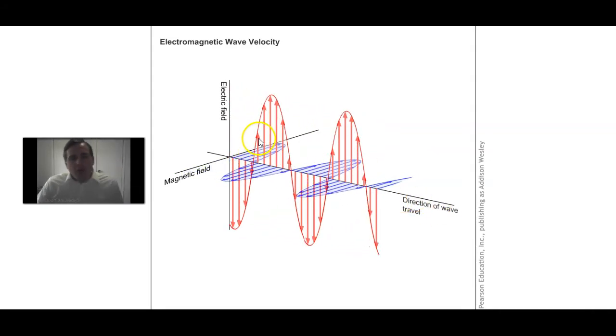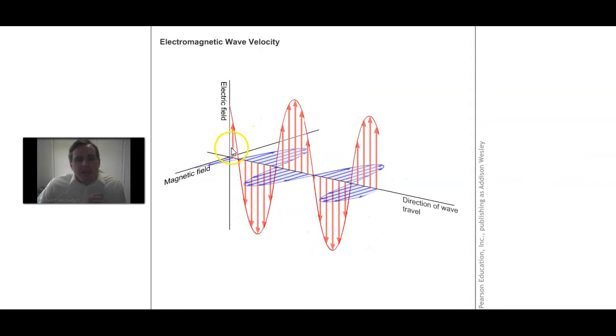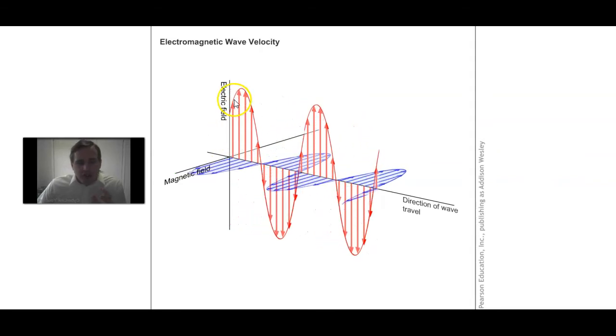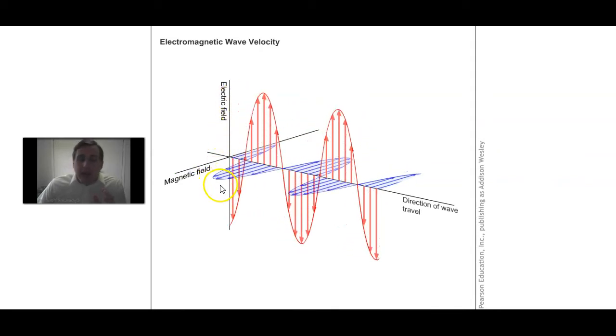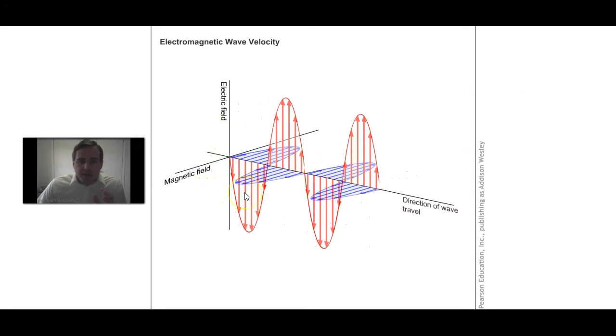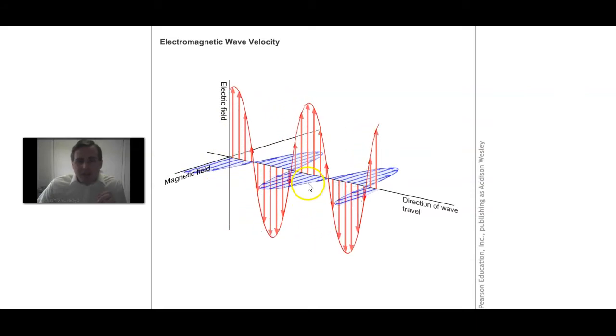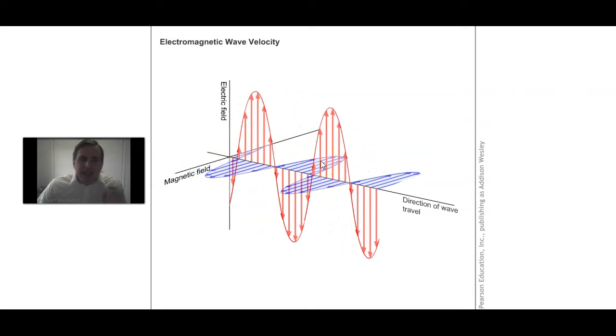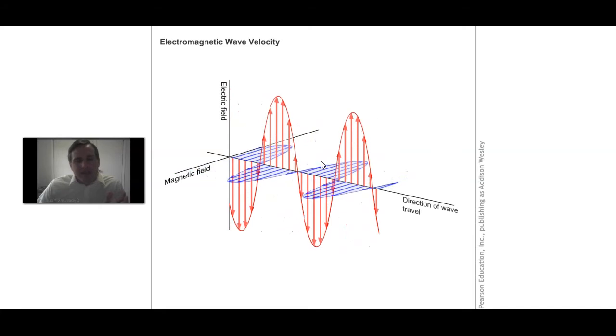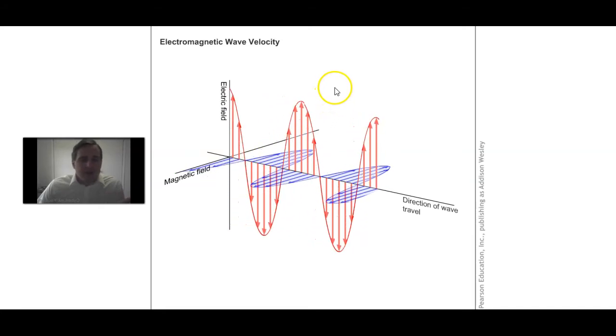Notice what's going on with this electromagnetic wave. The electric field is changing in time. The magnetic field is thus changing in time. And as the magnetic field changes in time, it causes the electric field to change in time. This is basically conservation of energy.